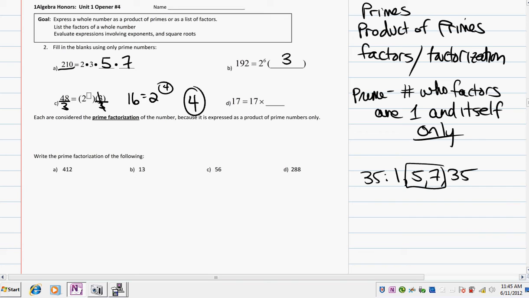Now, the exponents don't have to be prime numbers. If you really wanted to, you could, in theory, write this as 2 to the 2 to the 2, because 2 to the 2 is 4, and 2 to the 4 is 16. But no need. The exponents do not need to be prime. Last one, 17 times what? 1. 17 is a prime number, because its only factors are 1 and itself.